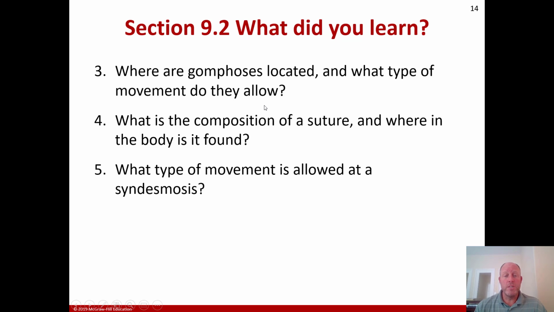So what are gomphoses? Where are they located? And what type of movement do they allow? What's the composition of a suture? And where in the body is it found? And what type of movement is allowed at a syndesmosis? And we'll come back and discuss section 3 shortly.